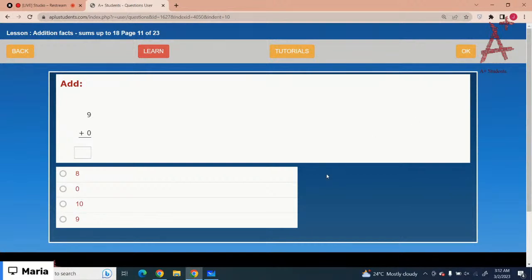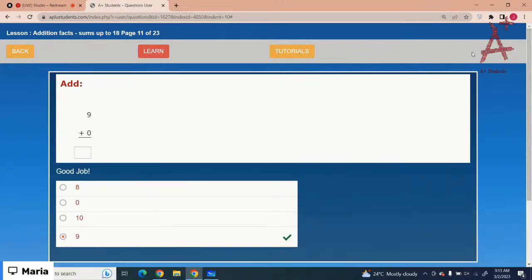The next one is 9 plus 0. Adding 0 to any number equals the same number. So 9 plus 0 equals 9. Got it? So just select the correct option and click on the OK button.